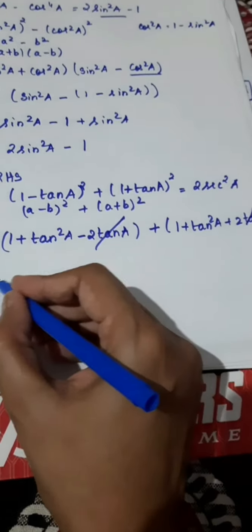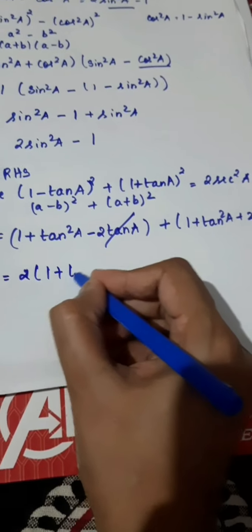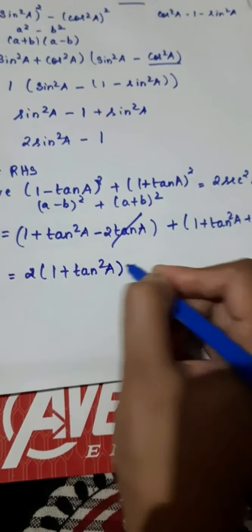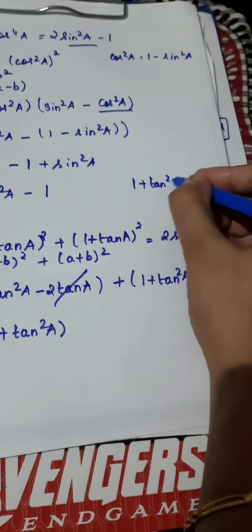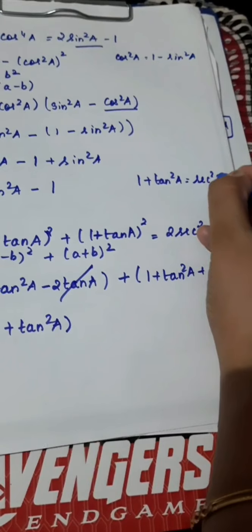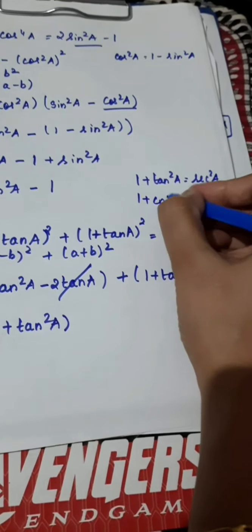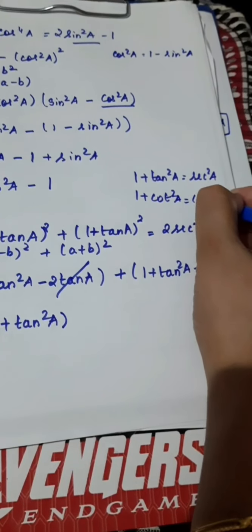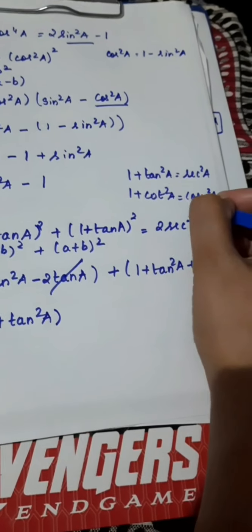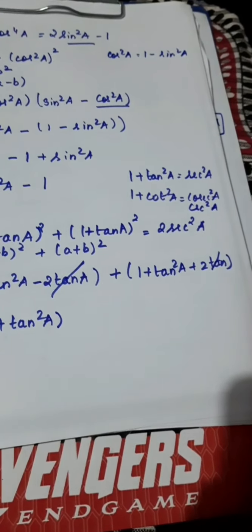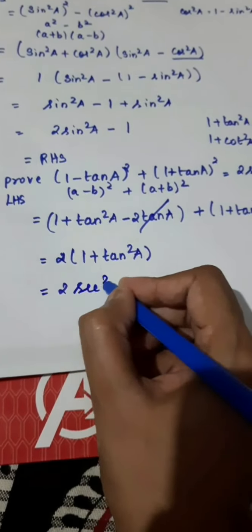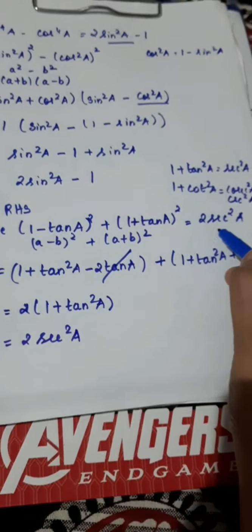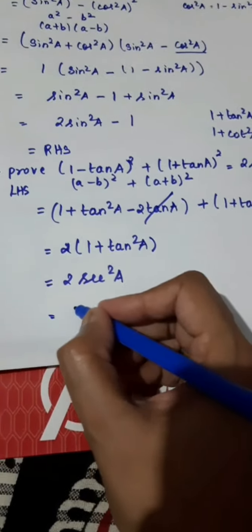So it's only 2, common to 1 plus tan square A. And 1 plus tan square A is secant square A. 1 plus cot square A is cosecant square A. These are also the identities. So here it's of the form 1 plus tan square A, which can be written as 2 secant square A, which is the RHS. Hence, proved.